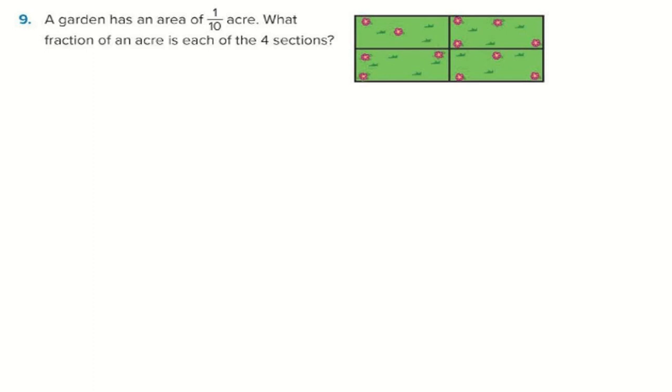Let's start the question. A garden has an area of 1 over 10 acre. What fraction of an acre is made of the four sections? See, total area is how much? 1 over 10. And how many sections are there? You can see 1, 2, 3, 4. So what they are asking: what fraction of an acre is each of the four sections? So each of the four sections will have less area. Yes, so you will divide it by 4.